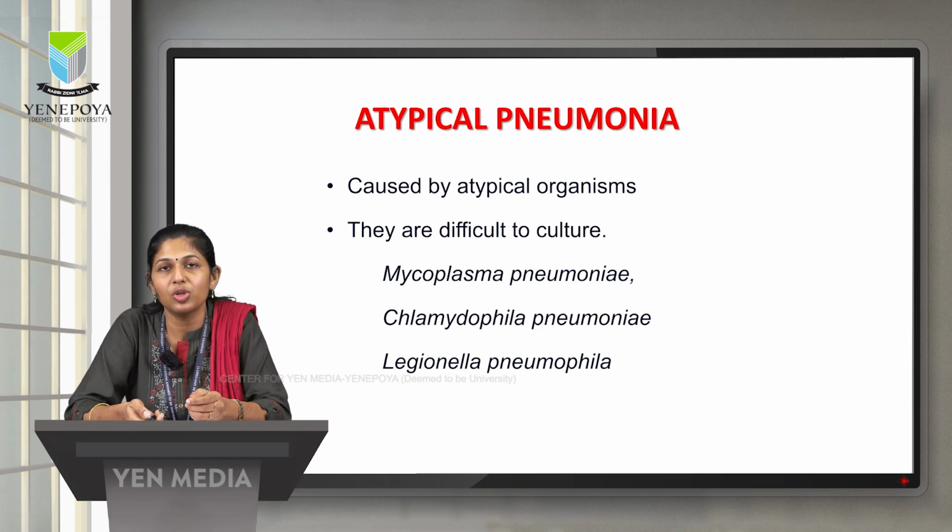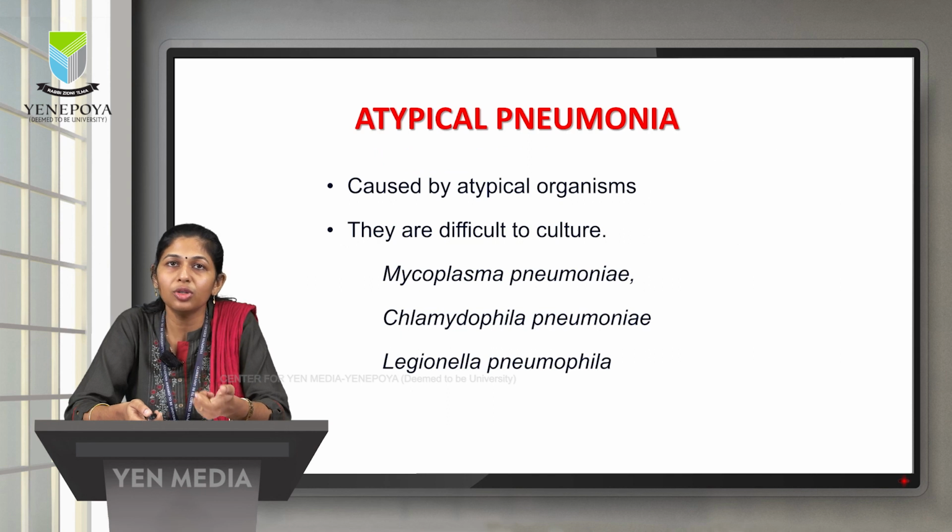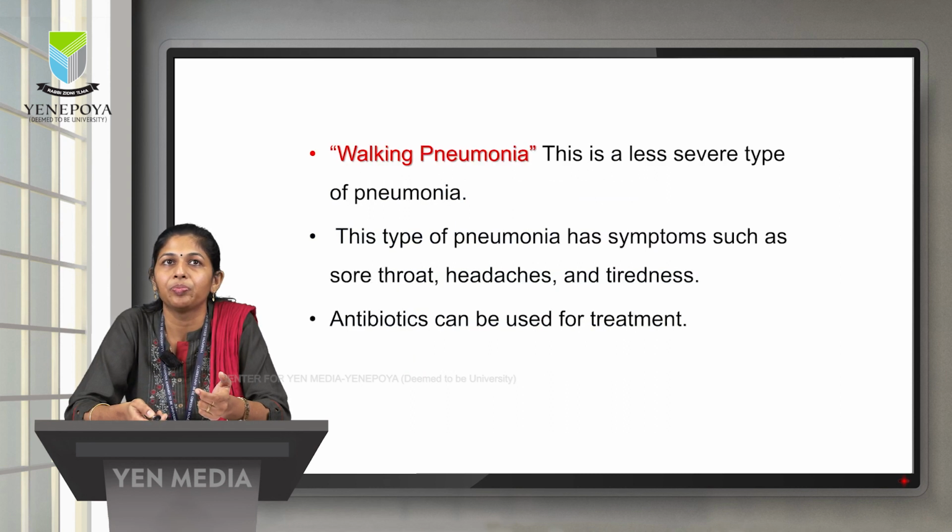What do you mean by atypical pneumonia? Atypical pneumonia is caused by organisms called atypical organisms. What do you mean by atypical organism? Atypical organisms are those that are difficult to culture. That means they do not respond to our normal culture. We may require a special media or special culture technique to detect them. These types of organisms are called atypical organisms. Examples are Mycoplasma pneumoniae, Chlamydophila pneumoniae and Legionella species. These are the most commonly identified atypical organisms.